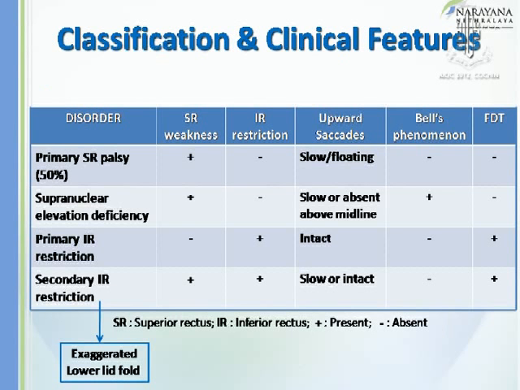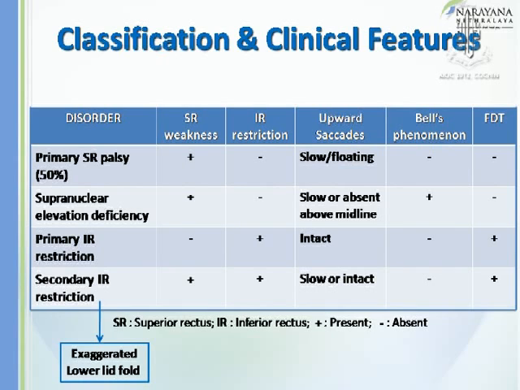Now when we are thinking of MED, there are 4 things we are looking at. Either there could be a primary superior rectus palsy, which is seen in about 50%, or it could be a supranuclear elevation deficiency. The other cause could be an inferior rectus restriction, which could be primary or secondary due to superior rectus weakness. So let's look at superior rectus palsy or supranuclear elevation deficiency. As the name suggests, there will be a superior rectus weakness, and hence the FDT will be negative. However, if you're looking at inferior rectus restriction, we'll have a positive FDT.